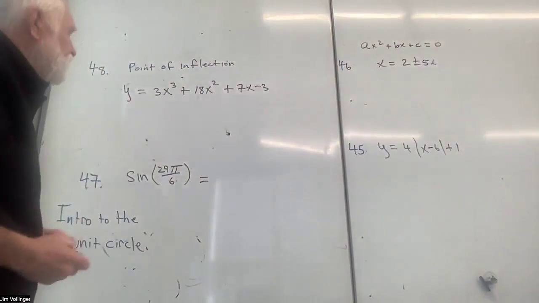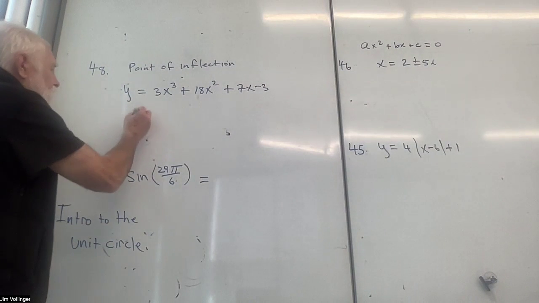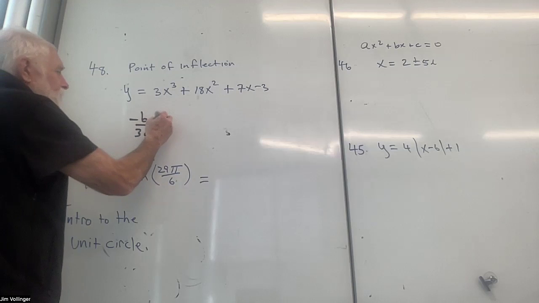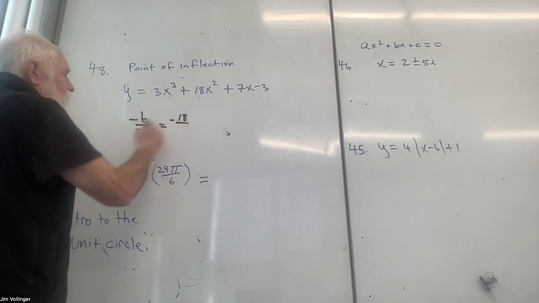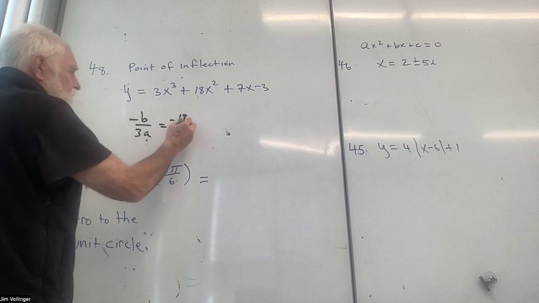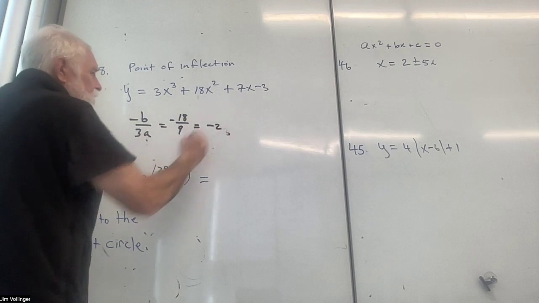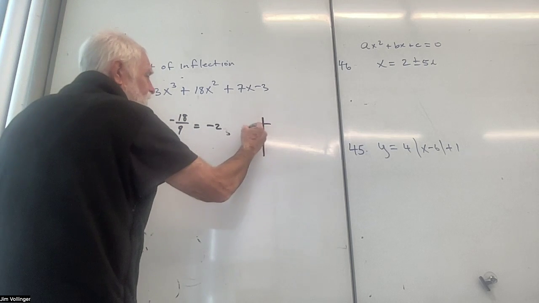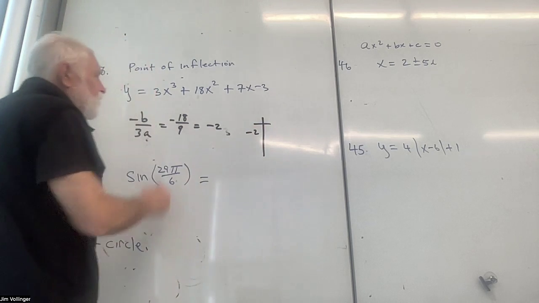Point of inflection for this cubic. So you want minus b over 3a to pop into your head. Minus b, minus 18, over 3 times 3 is 9. So it looks like negative 2 is our x value. And now we need to figure out what I get when I throw negative 2 in.